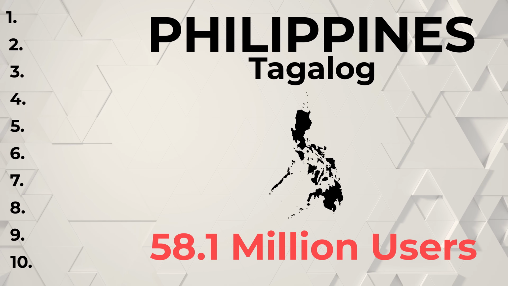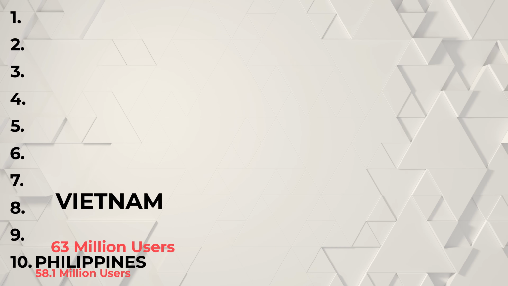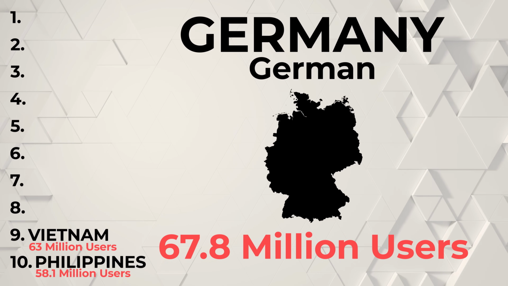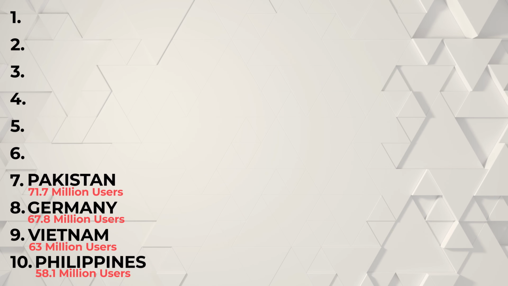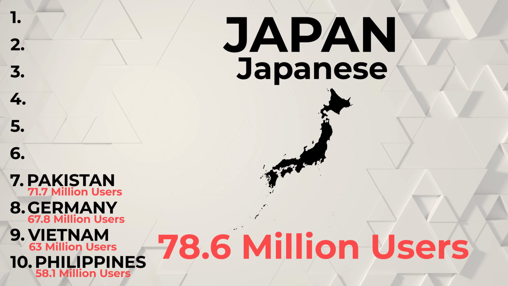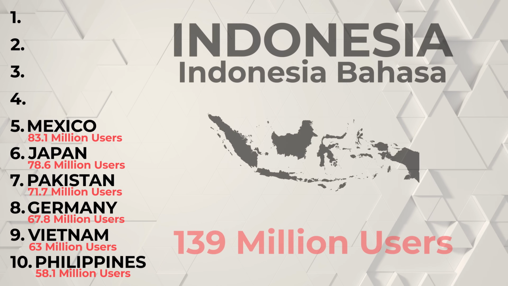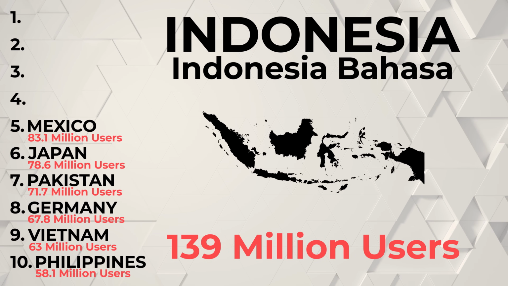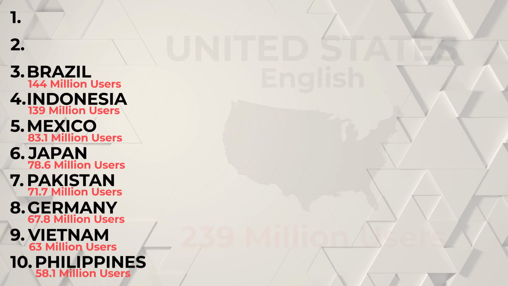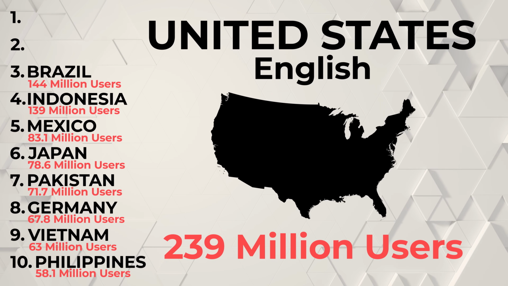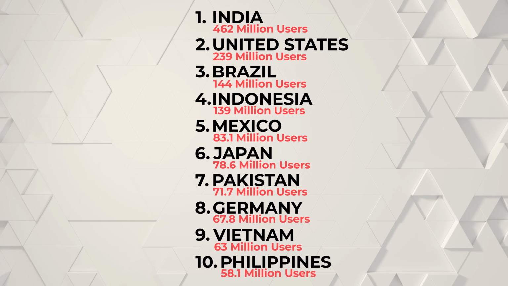The Philippines has 58.1 million who speak Tagalog, Vietnam has 63 million that speak Vietnamese, Germany has 67.8 million that speak German, Pakistan has 71.7 million that speak Punjabi, Japan has 78.6 million that speak Japanese, Mexico has 83.1 million that speak Spanish, Indonesia has 139 million that speak Indonesian Bahasa, Brazil has 144 million that speak Portuguese, the United States has 239 million that speak English, and India has 462 million that speak Hindi.